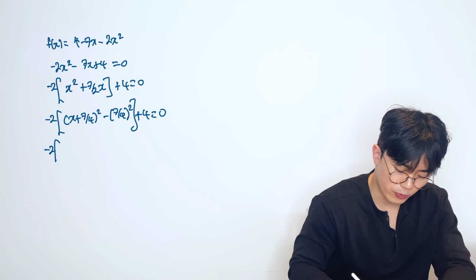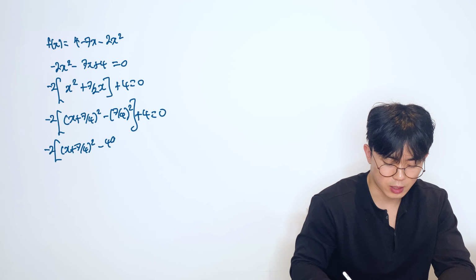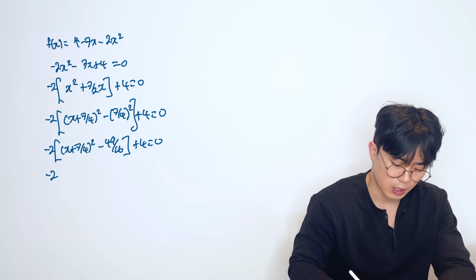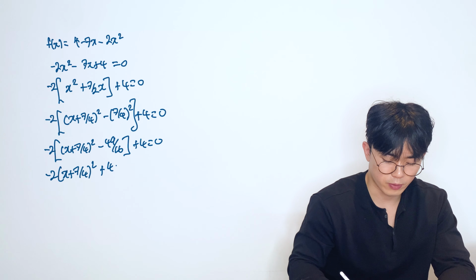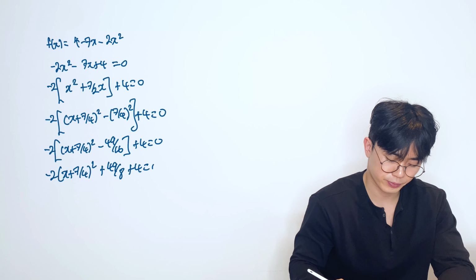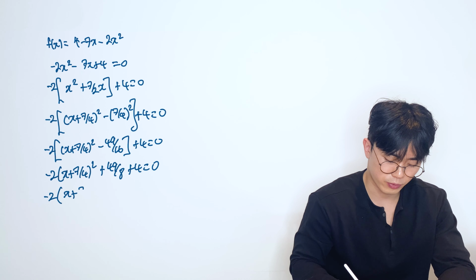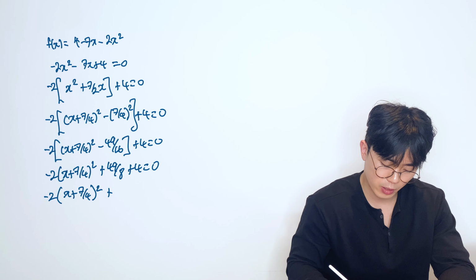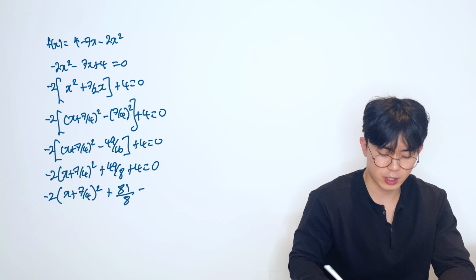Minus 2, we have x plus 7 over 4 squared minus 49 over 16, plus 4 is 0. Multiply by minus 2: x plus 7 over 4 squared, this is plus 49 over 8, plus 4 is 0. So we get minus 2 times x plus 7 over 4 squared. What do we have here? Plus 32, so 81 over 8 is equal to 0.